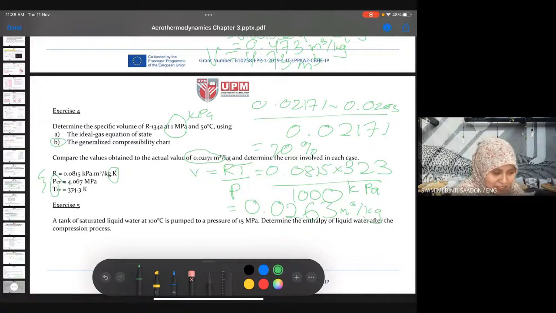So the second one uses a compressibility chart. So this is the chart.